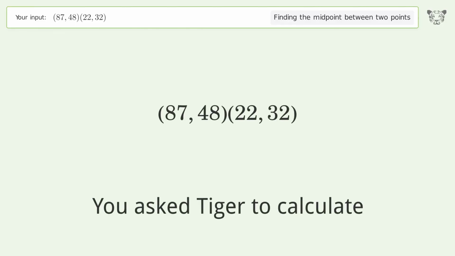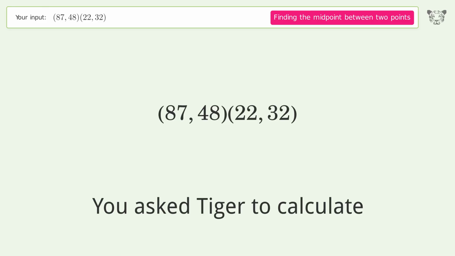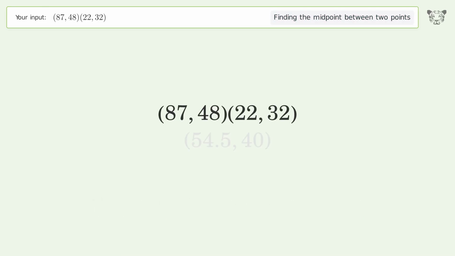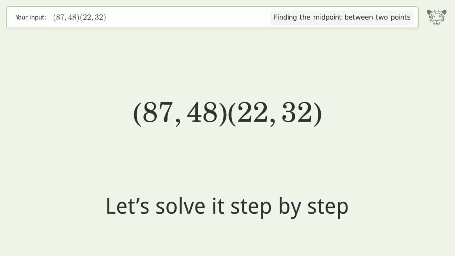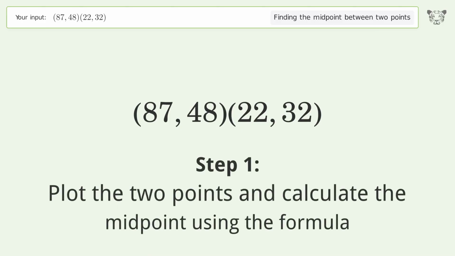You ask Tiger to calculate. This deals with finding the midpoint between 2 points. The midpoint between the 2 points is 54.5, 40. Let's solve it step by step. Plot the 2 points and calculate the midpoint using the formula.